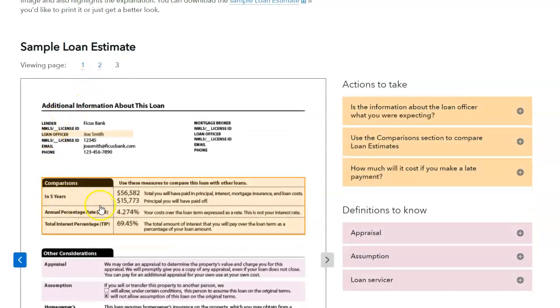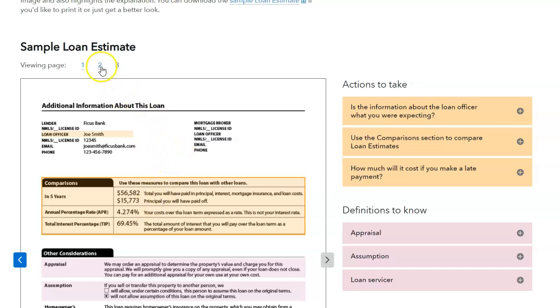So this tells you in 5 years how much you're going to pay on your mortgage and how much of that is actually principal. And then it also tells you the APR. The APR is very important, because this is the rate and fees associated with the loan expressed as a percentage, and that is intended to make it easier for you to shop for a mortgage. So if you had another estimate from a company and their APR was 4.5% versus this 4.274%, that company has more fees associated with the loan, and therefore you probably end up with a higher cash to close.